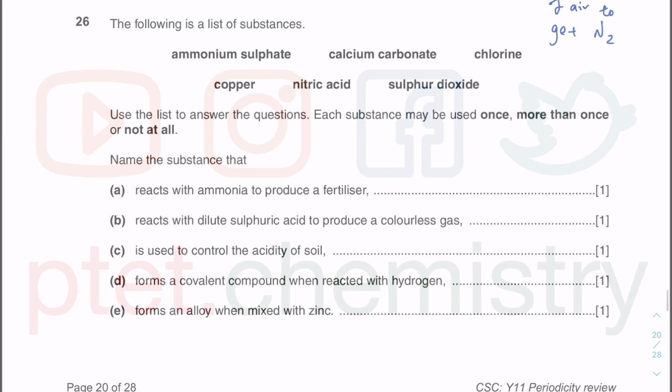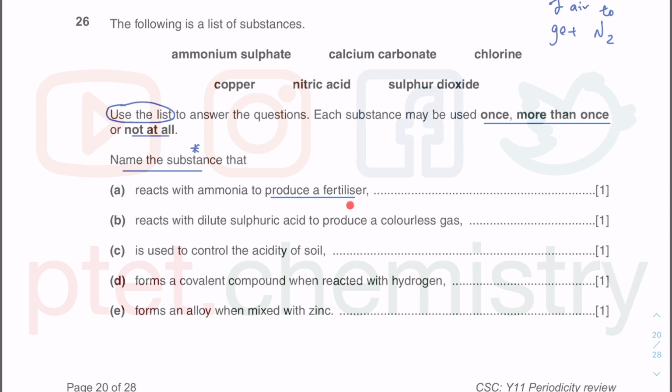In this next question, we have a list of substances. You can use each once, more than once, or not at all. They say name the substance, so you don't need the formula. In fact, you are using the list, so you don't have to come up with new things, just look at the list there. Now: reacts with ammonia to produce a fertilizer.